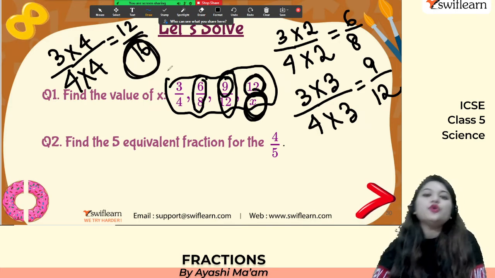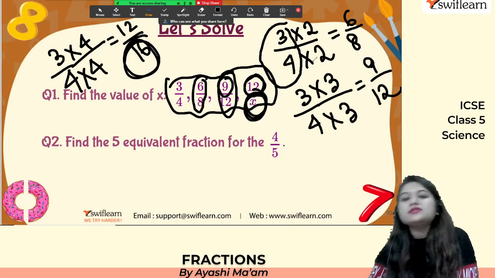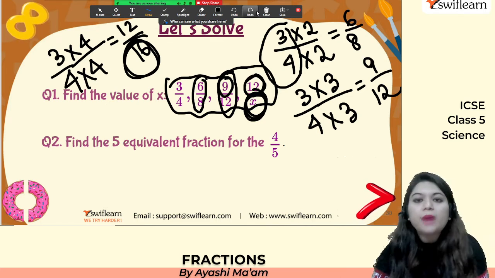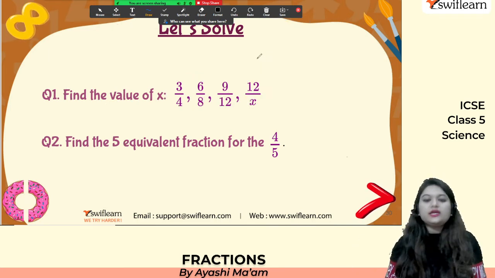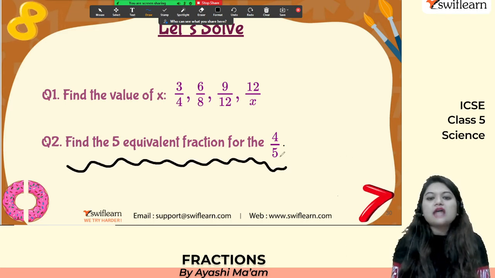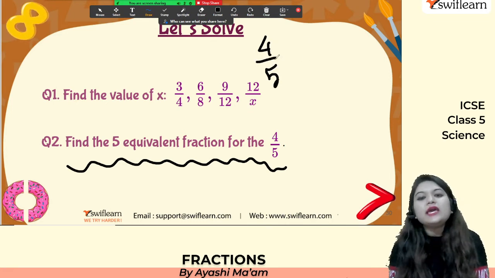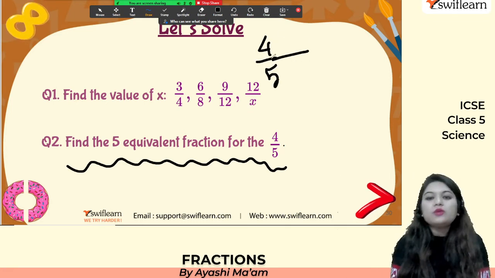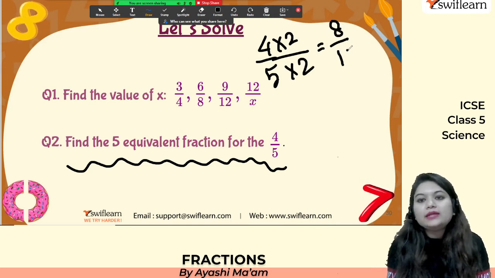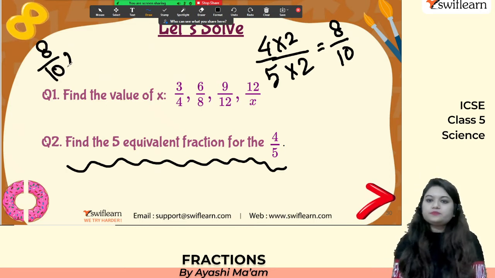Okay? This is how you can simply find it out by taking the original fraction, the reduced or the simplest form of fraction, and multiplying both the numerator and denominator by the same number. You will get all the equivalent fractions. Next question, find the 5 equivalent fractions for 4 by 5. Okay, 4 by 5. So do the same thing. Multiply both the numerator and denominator by the same number. So first let's do with 2. Then you will get 8 by 10. So 8 by 10 will be our first equivalent fraction.